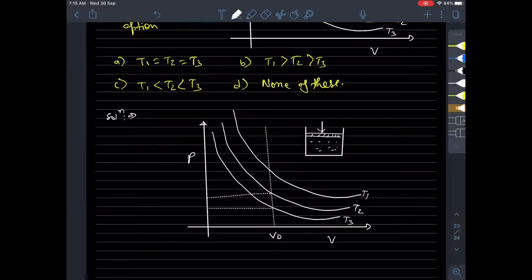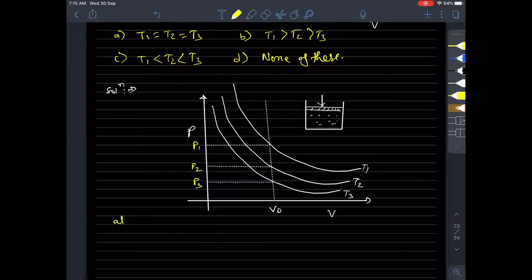And correspondingly, if you look at this pressure, right? If we talk about the pressures, this is P3, this is P2, this is P1. So obviously we can say that at constant volume, the pressure variation is as follows: P1, P2, and P3.